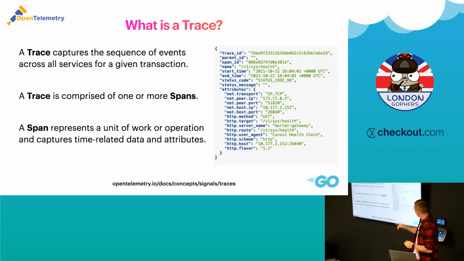It's kind of similar to logs. So you can see this is a JSON representation of that. It might be quite hard to see at the back. But you've got a trace ID, a parent ID, span ID. These are very structured and formalized key value pairs. So a lot of the names are part of the semantic convention of OpenTelemetry.